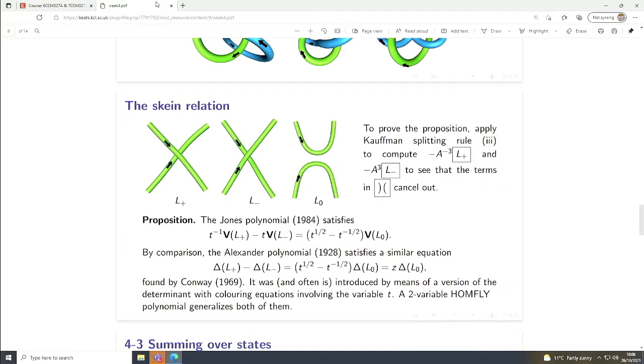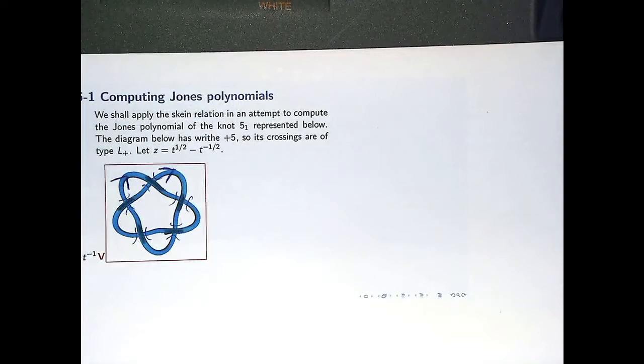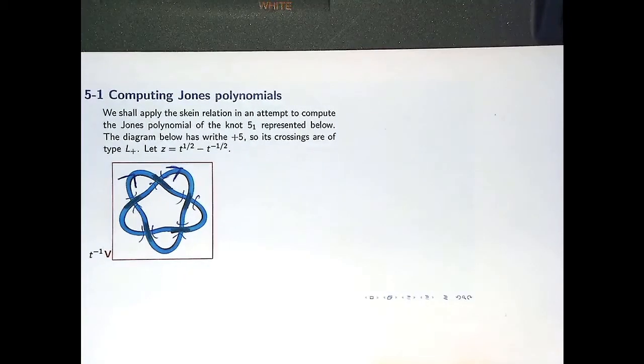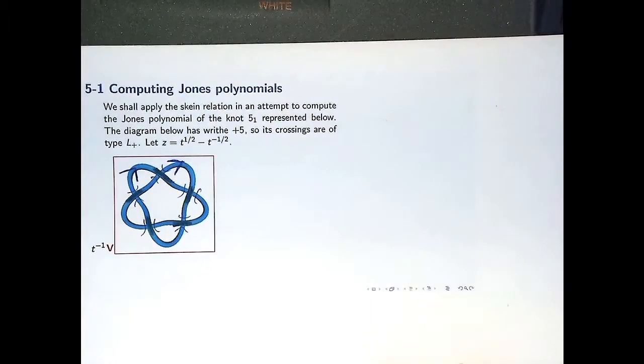Okay, so let's now apply this formula, and I've done this in the notes for this week. I want to apply this formula to compute the Jones polynomial of this knot. There's a different way of computing it on the next sheet, sheet 5. This is the knot, a nice symmetrical knot. It's 5 subscript 1 in the catalogue, 5 because it has 5 crossings.